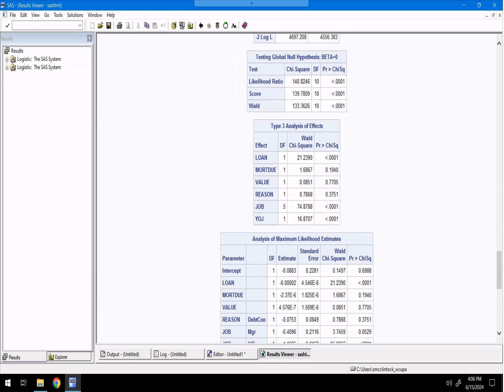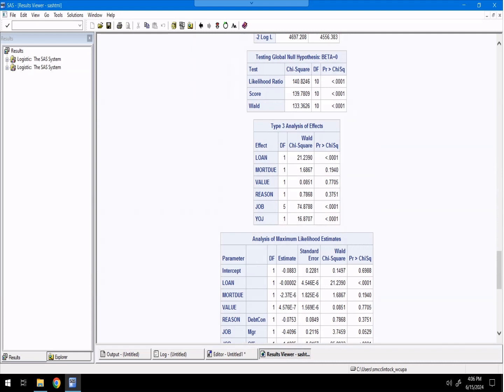Part of that digging deeper is to look at that type 3 analysis of effects. So I can see that the loan variable, how much the loan was for, is highly significant. How much is still due on their mortgage is non-significant. Value of their home is non-significant. The reason for the loan is non-significant. Their job category is highly significant. And how long they've worked at their job is highly significant, right?